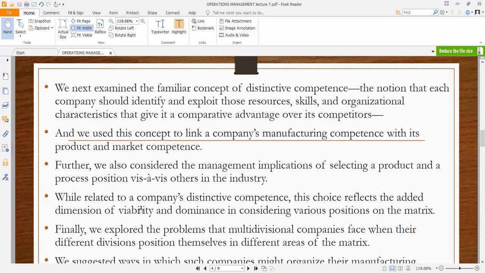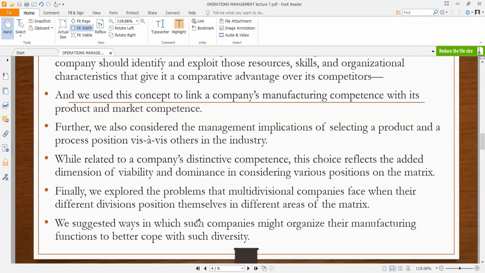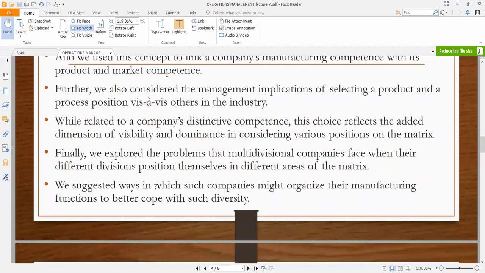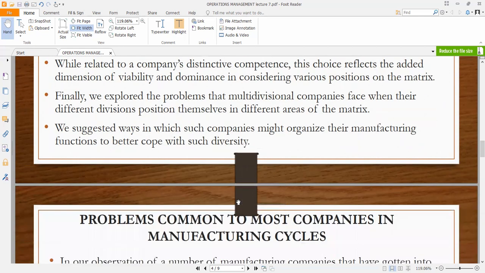Okay, while related to a company's distinctive competence, this choice reflects the added dimension of viability and dominancy in considering various positions on the matrix. Finally, we explored the problems that multi-divisional companies face when they have different divisions positioning themselves in different areas of the matrix. Now, we suggested ways in which such companies might organize their manufacturing functions to better cope with such diversity.